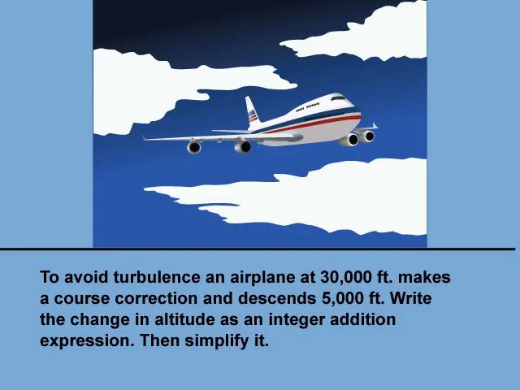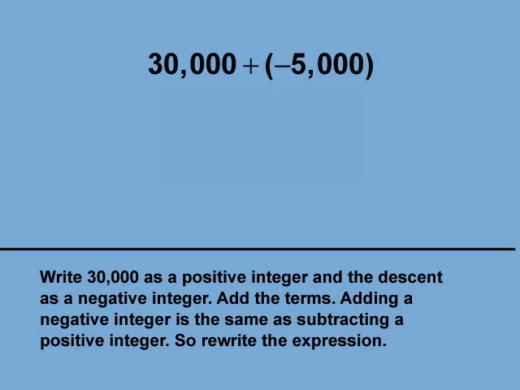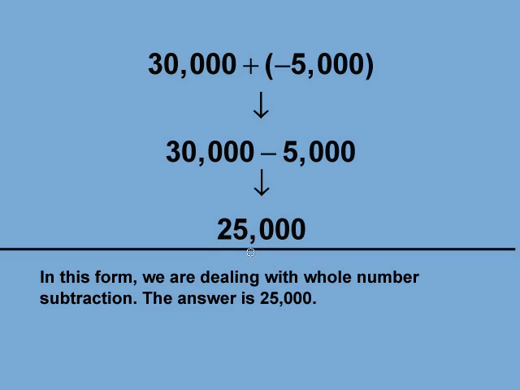To avoid turbulence, an airplane at 30,000 feet makes a course correction and descends 5,000 feet. Write the change in altitude as an integer addition expression, then simplify it. Write 30,000 as a positive integer and the descent as a negative integer. Add the terms. Adding a negative integer is the same as subtracting a positive integer, so rewrite the expression. In this form, we are dealing with whole number subtraction. The answer is 25,000. Let's look at another example.